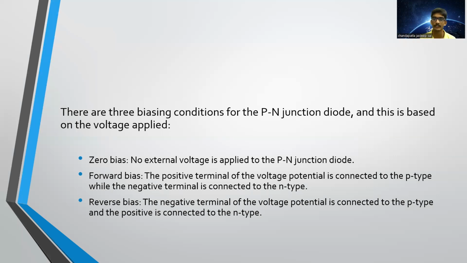And coming to the reverse bias, the P-type of the PN junction diode is connected to the negative terminal of the voltage supply, and the N-type, which is of negative charge, is connected to the positive terminal of the voltage supply. So as a result, the reverse bias is formed between the PN junction and the voltage supply.